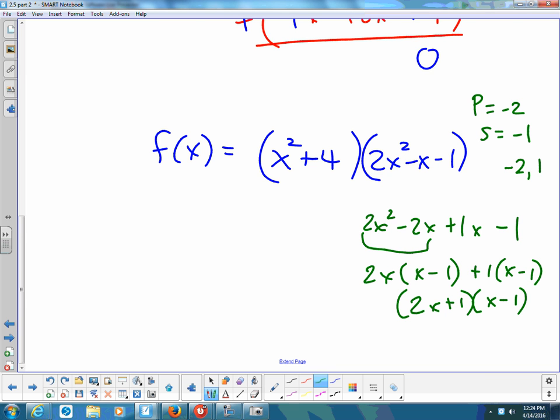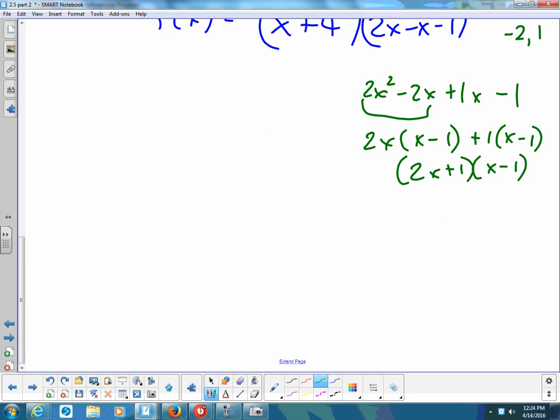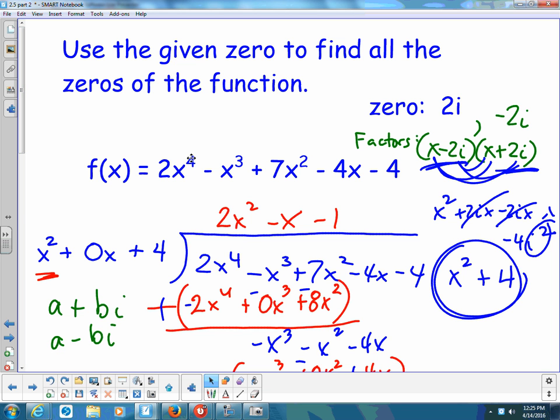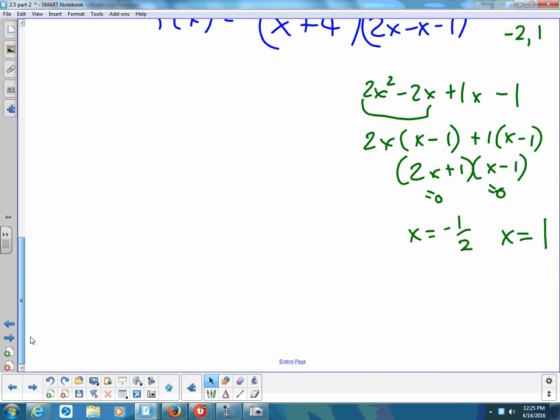Does this look okay? Connected form? And then we set each of these equal to 0, and we get what? -1/2 and +1. Does this look okay? Go ahead and graph this function on your calculator and see if you agree that -1/2 and 1 would be the only real zeros for this degree 4, because it looks like we found 2 imaginary zeros, 2i and -2i, and maybe 2 real zeros, -1/2 and 1.